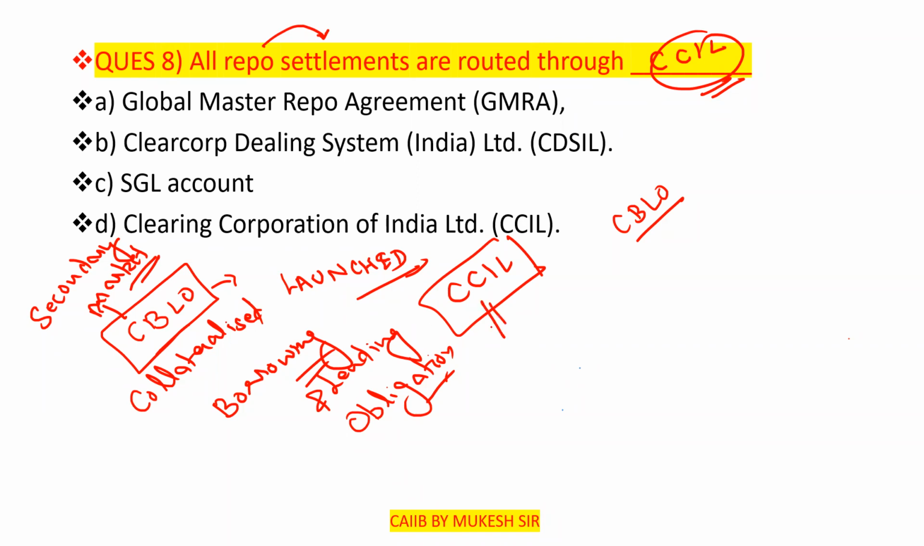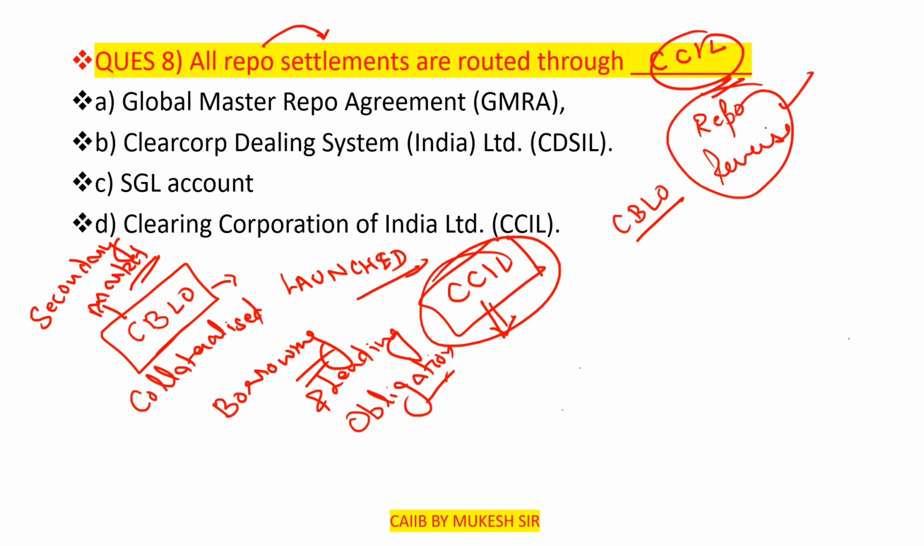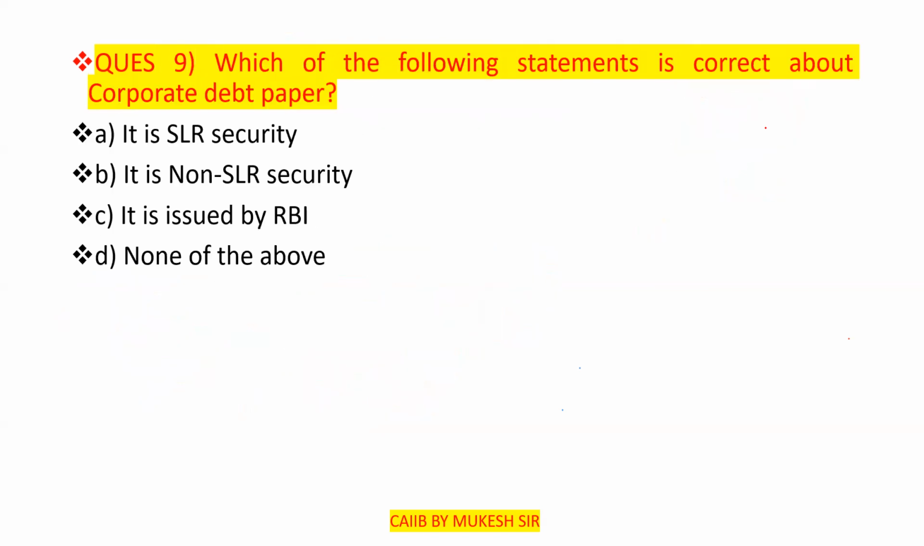And all the transactions are basically done through the CCIL. Sometimes you will find a question asking what the repo rate is and what the reverse repo rate is. I will provide that in the group, so you will know what the rate is presently. They will ask about it, and we will provide it to you. Now move to the next question.